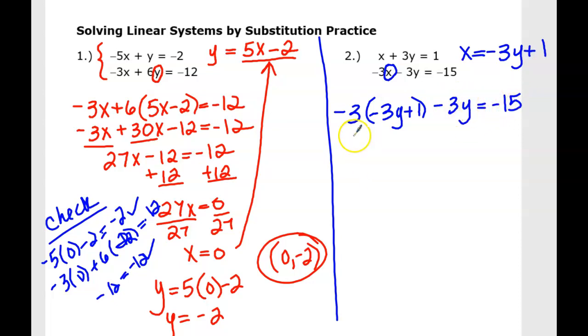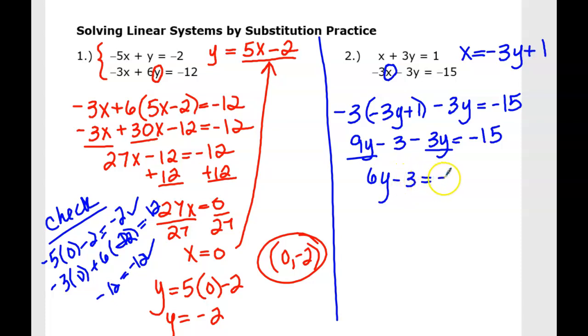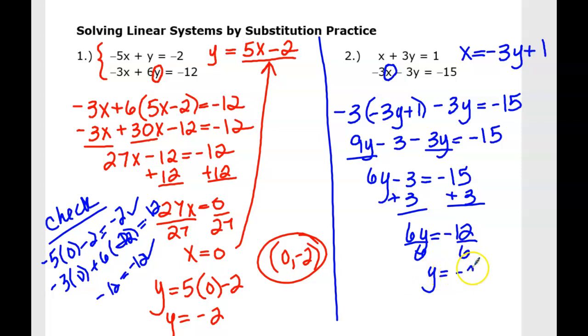All right, I'm going to start out and distribute. I've got 9y minus 3 minus 3y is equal to -15. All right, now I combine my like terms. 9y minus 3y is 6y, minus 3 is -15. I add 3 to both sides. 6y is equal to -12. I divide by 6. My y is equal to -2.